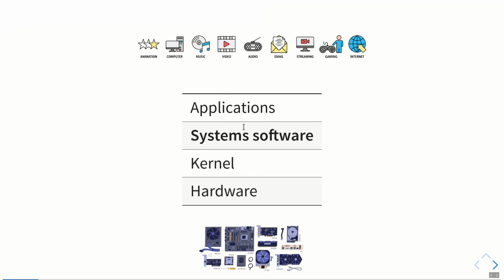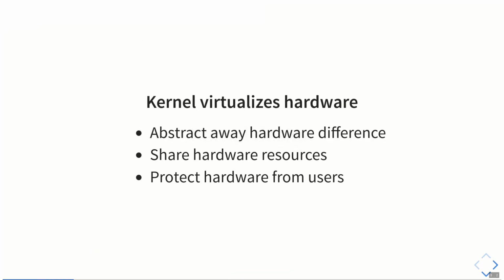And so that's where system software sits. Questions on this so far? So I kind of covered this already, but the kernel virtualizes hardware. It abstracts away differences. It does sharing between hardware resources. And it also protects hardware from users.